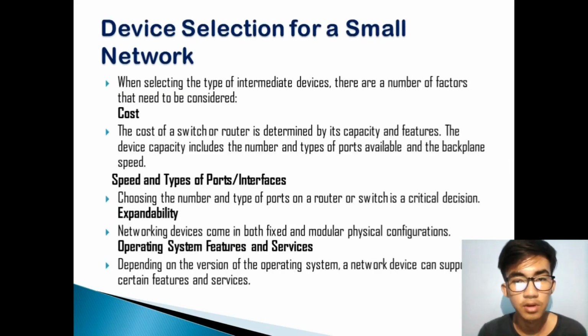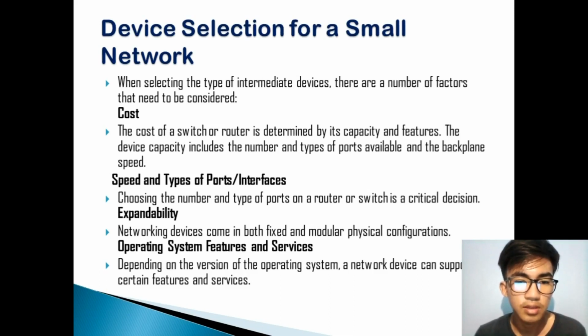Device selection for our small network. When selecting the type of intermediate devices, there are a number of factors that need to be considered. So the first one is the cost. The cost of a switch or router is determined by its capacity and features. The device capacity includes the number and types of ports available and the backplane speed. So speed and types of ports, so interfaces.